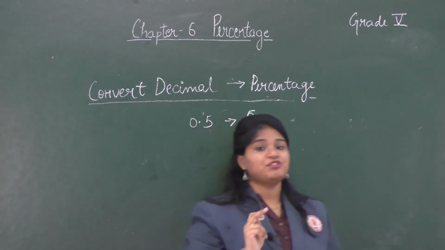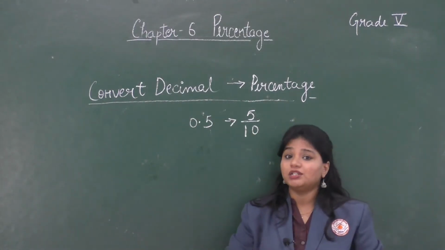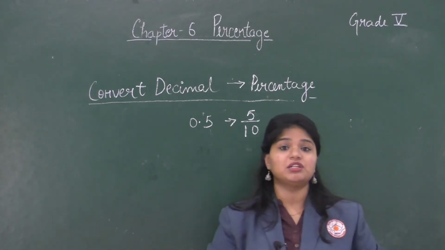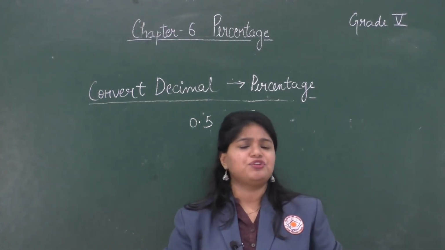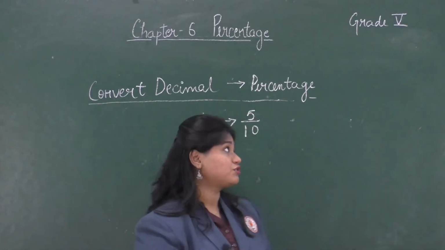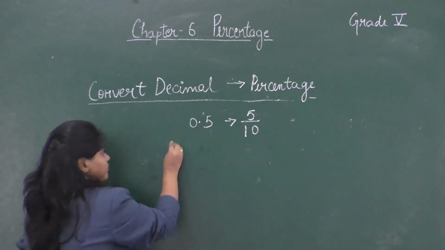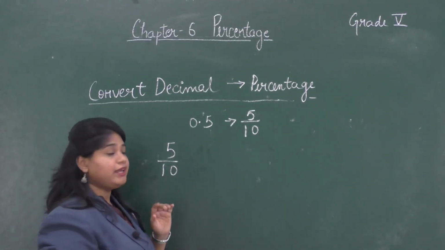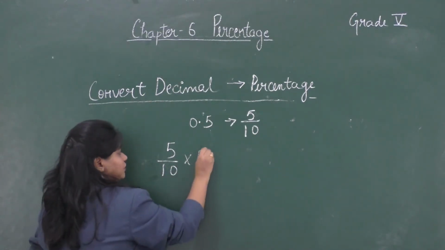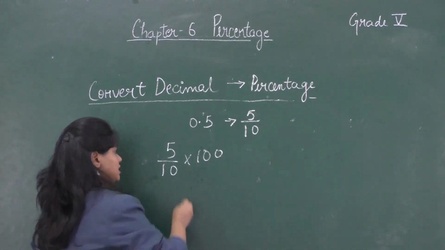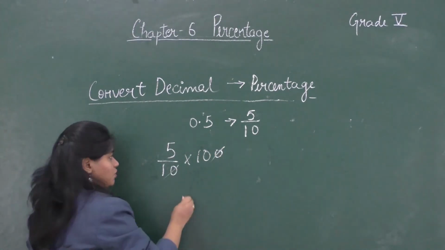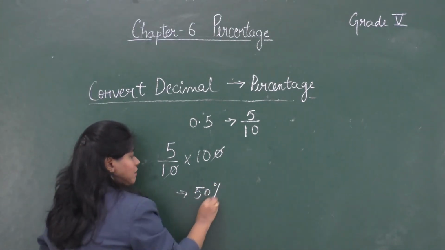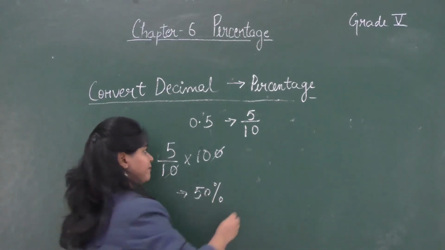Now we got the fraction 5 by 10. So we have already learned how to convert a fraction into a percentage, and we learned two ways to do it. You can use any of the methods. The first way is to multiply the entire fraction 5 by 10 by 100. When I simplify this, I can cancel 0 with 0. So I get 50, and I can add the percentage sign to it.